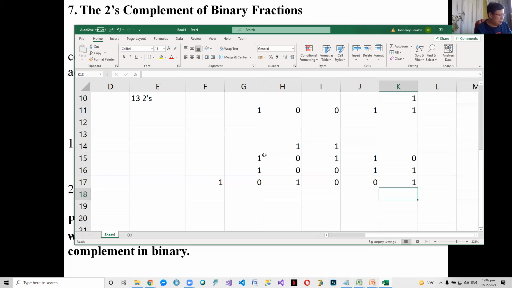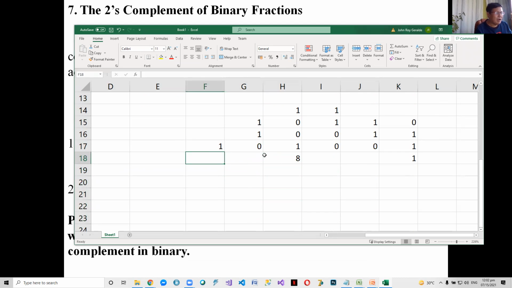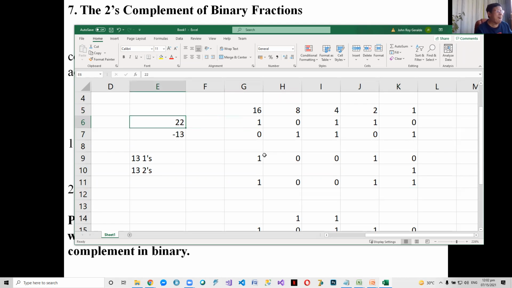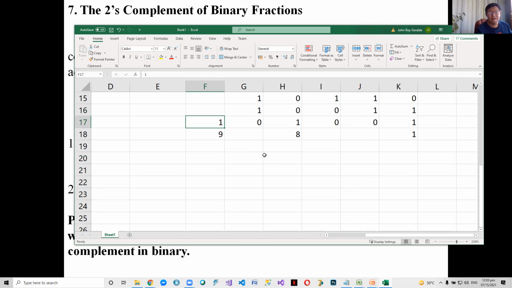Okay. So this is 1, 1, 2, 4, 8. Tama pa tayo? Kasi, yes. 8 plus 1, this is now a 9. Diba? 9. Okay? So, 22 minus 13 is a 9. Now, if the spillover is a 1, it's positive. If the spillover is a 0, ito yung spillover, right? If the spillover is 0, it's negative. Do you follow?